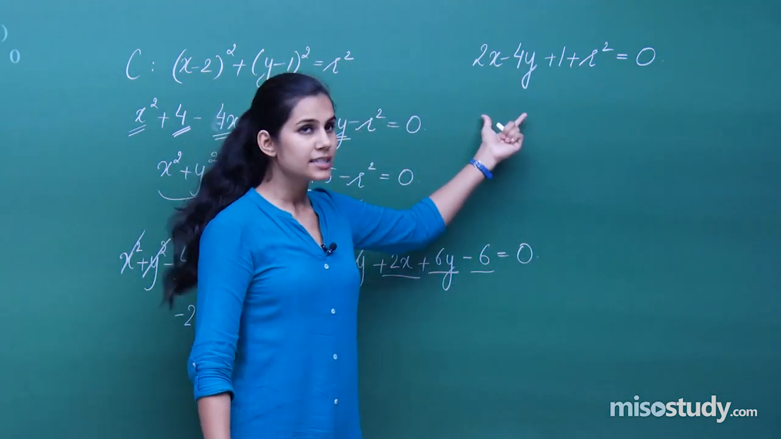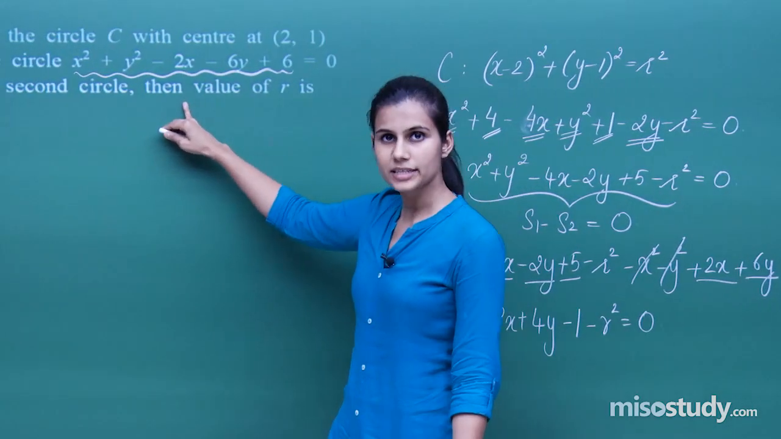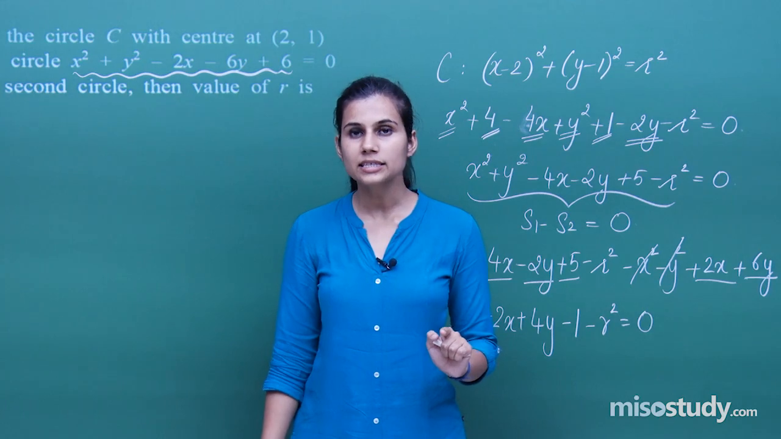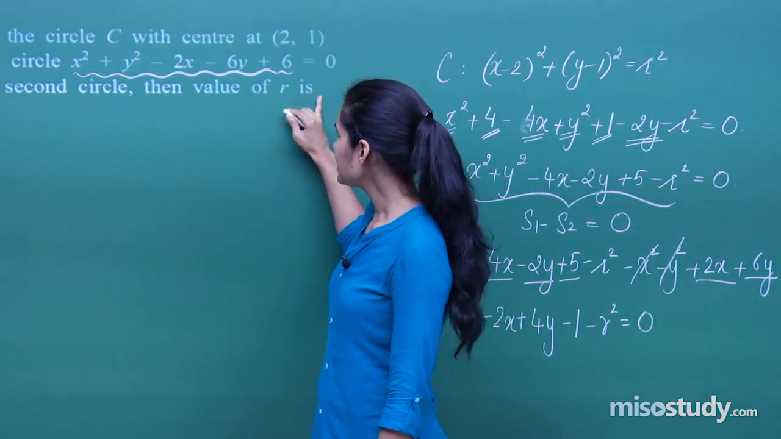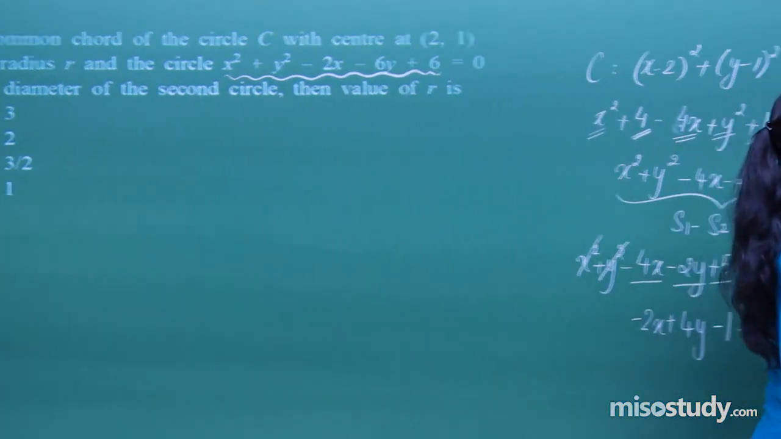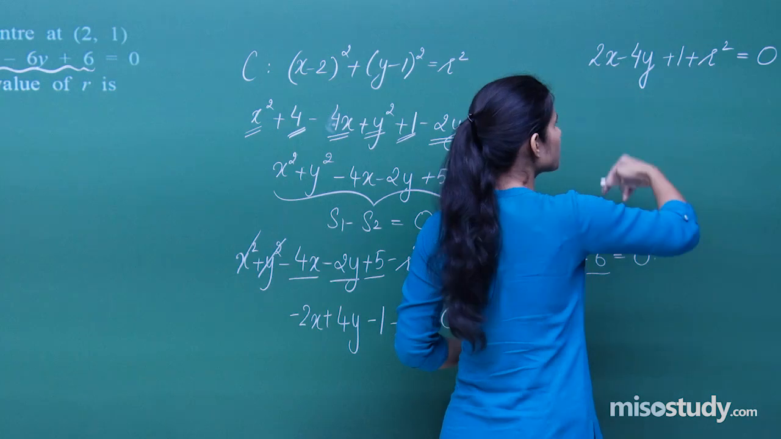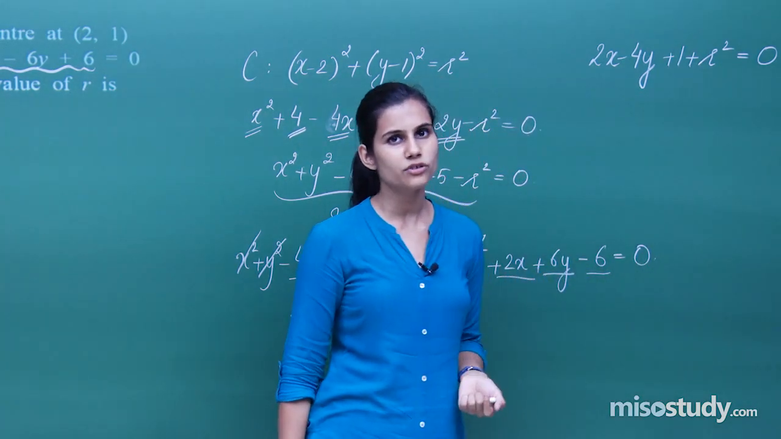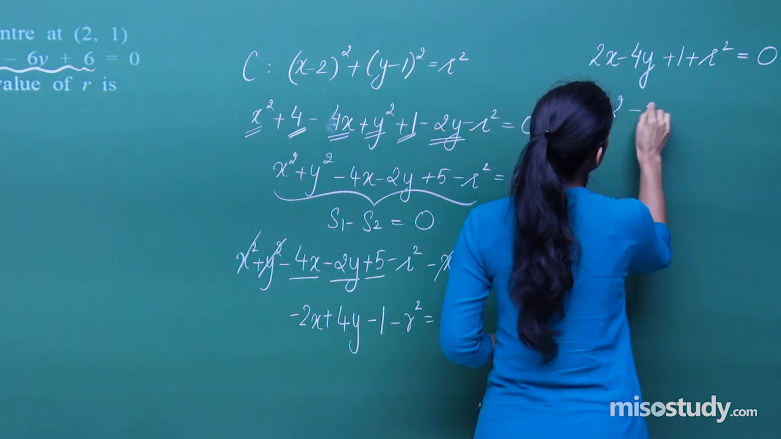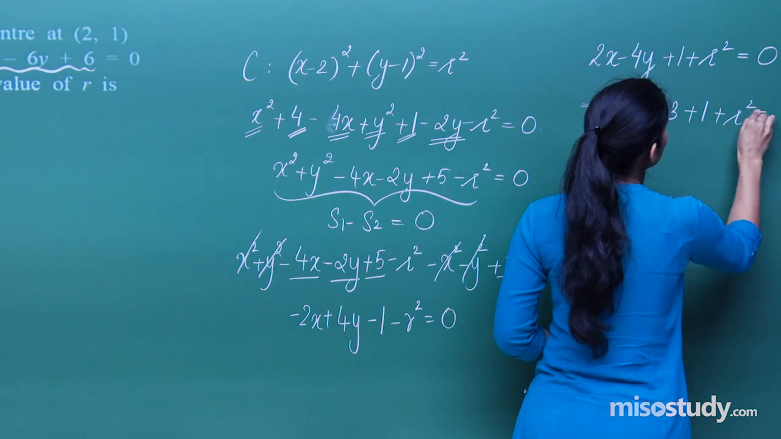Now if this is the diameter of the second circle, it is given to you that the common chord is the diameter of the second circle, definitely it is going to pass through the center of the second circle. If this is the equation of the second circle, its center very clearly is (1, 3). So x = 1 and y = 3 is going to satisfy the equation of this line. So what you are going to get is 2 × 1 − 4 × 3 + 1 + r² = 0.